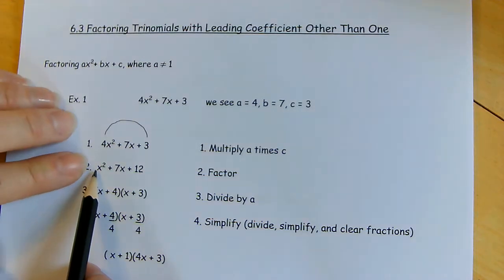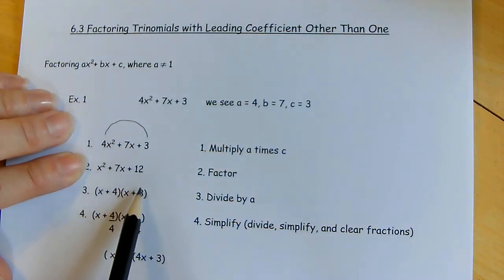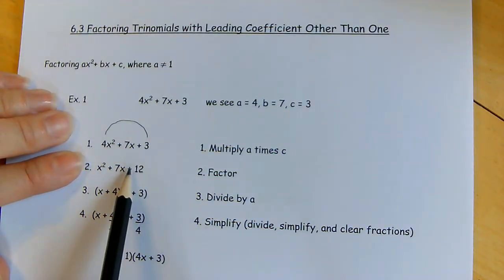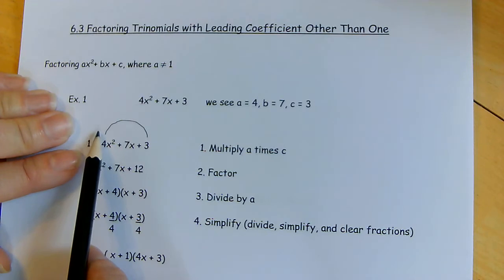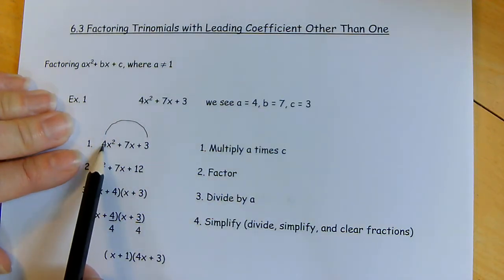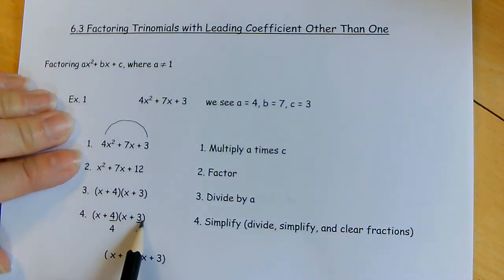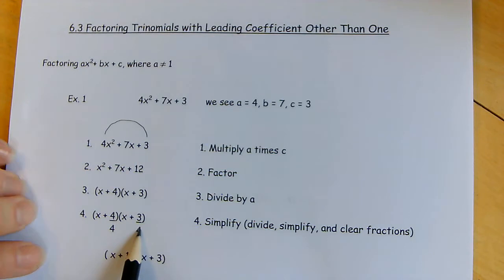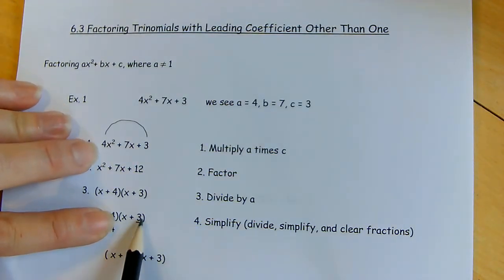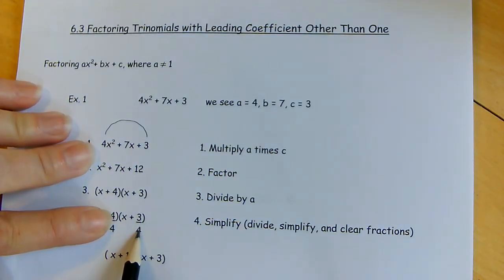Now I'm going to go back and factor like normal, set up my parentheses. Two numbers that multiply to 12 that add to 7 is 4 and 3. Then you have to go back and undo this multiplication and divide by a, which was 4. So I'm dividing them both by 4. 4 divided by 4 is 1. 3 divided by 4 is a fraction, and we don't want a fraction. I'm not going to put 0.75. I'm going to clear my fractions.